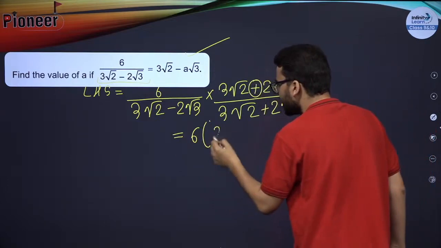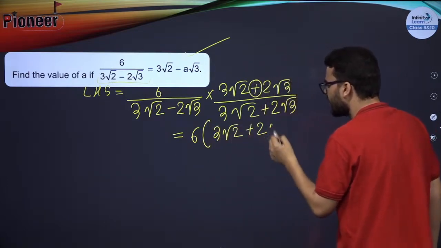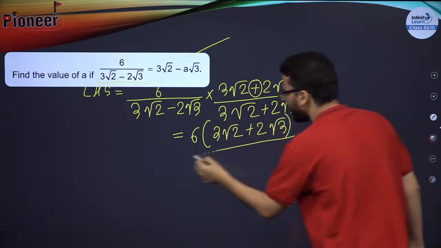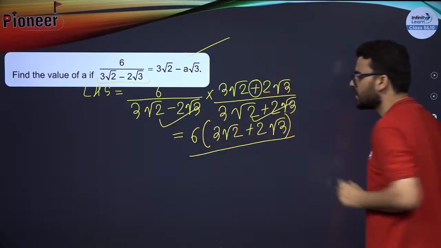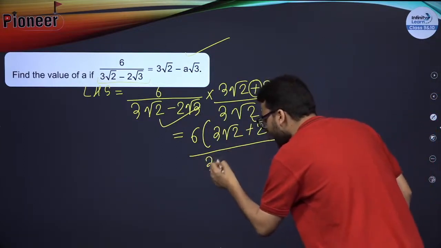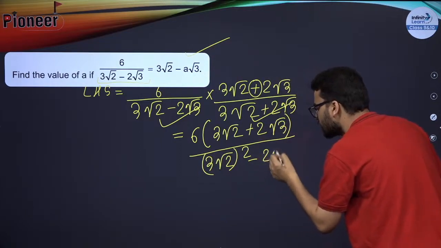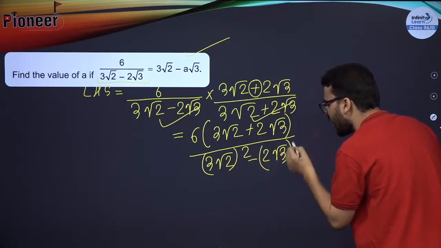So this is 6 into 3 root 2 plus 2 root 3 divided by, this is of the form a plus b, a minus b. You see the denominator is of the form a plus b, a minus b. So it will be a square minus b square: 3 root 2 the whole square minus 2 root 3 the whole square. I hope it is clear.